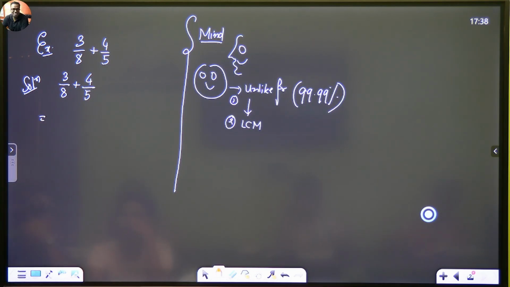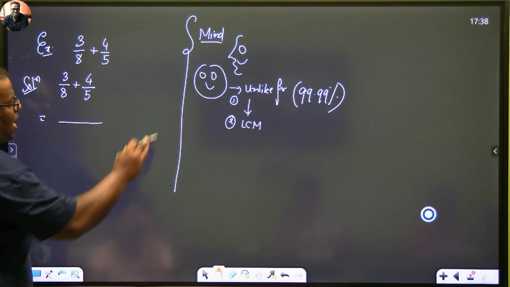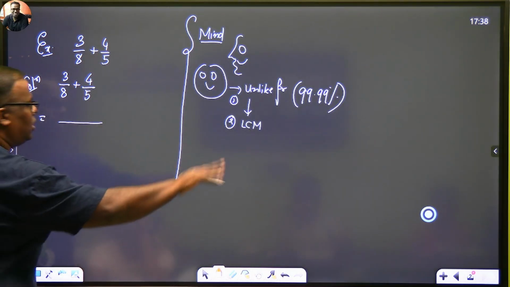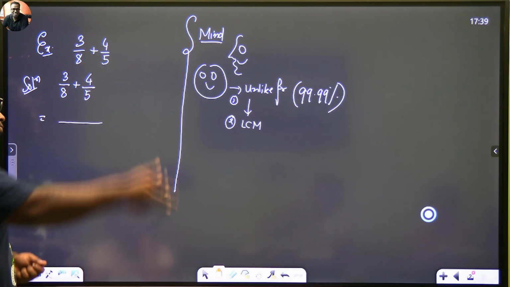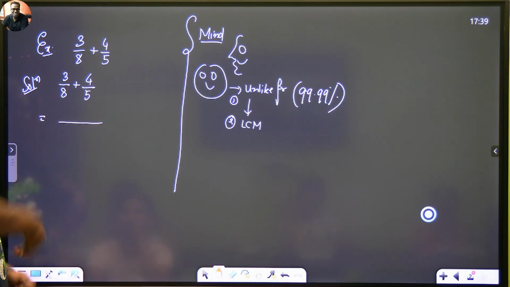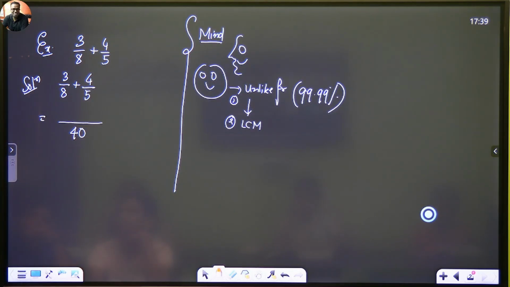Here is where you will see the clash with how you are doing it right now. What will you do? 3 by 8 first we will fry and keep aside. 4 by 5 we will fry and keep aside. Again heat oil, put 3 by 8, then we will cook together. Now we'll cook all together. This is fried rice. How much is the LCM? 40. So the fried rice is ready.